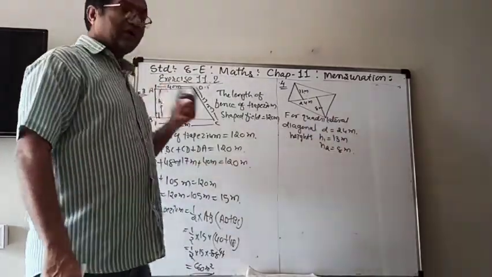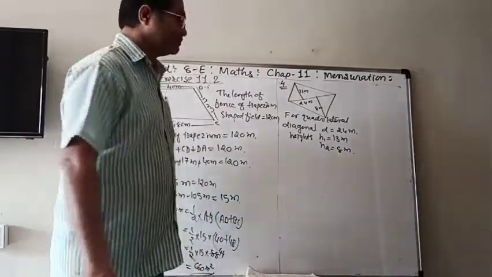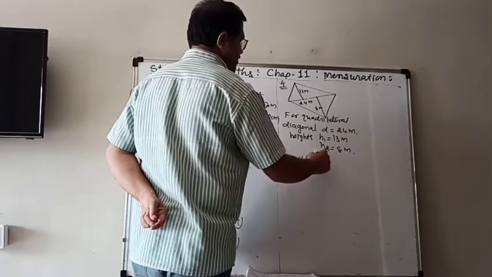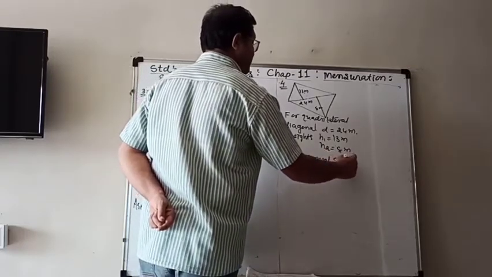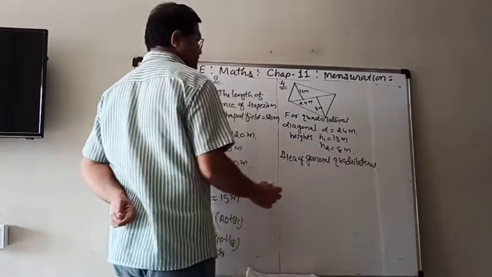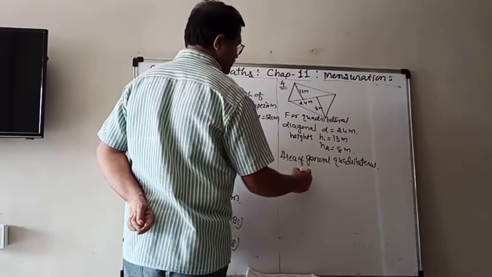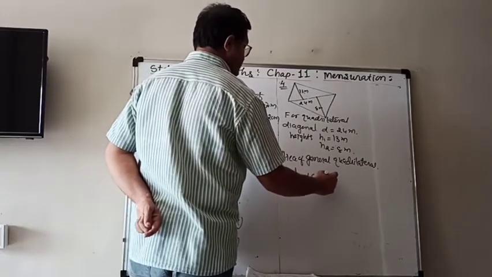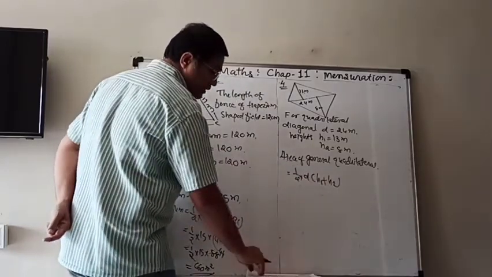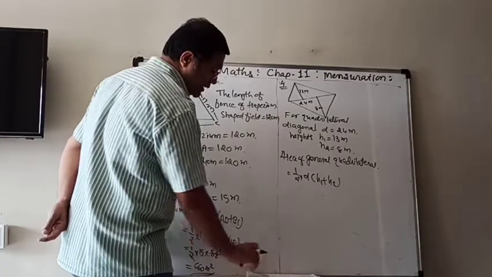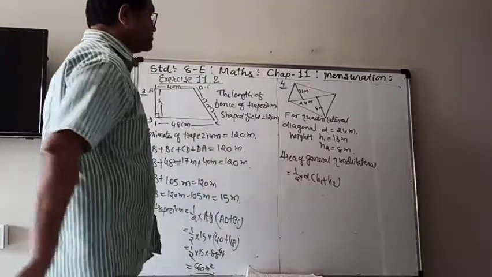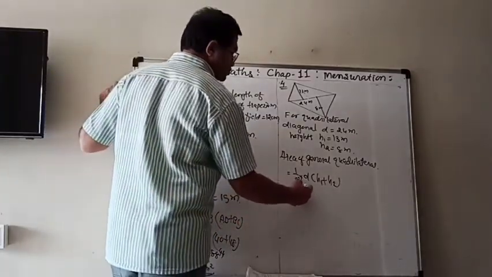Now we know the area of the general quadrilateral. What is the formula? Area of a general quadrilateral. We know that the formula is half into D into bracket H1 plus H2, that we already learned in the beginning here, right? That the area of a general quadrilateral is half into D into bracket H1 plus H2.